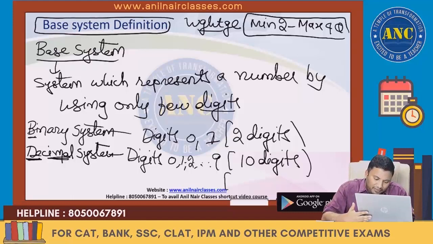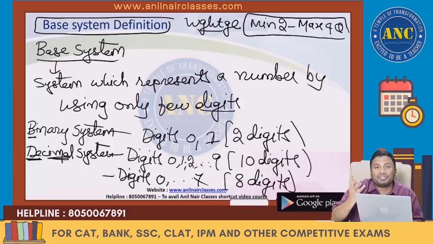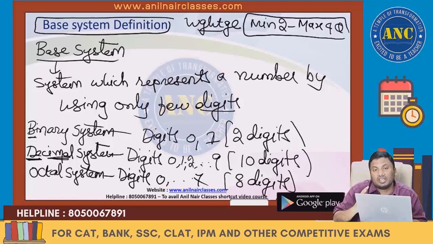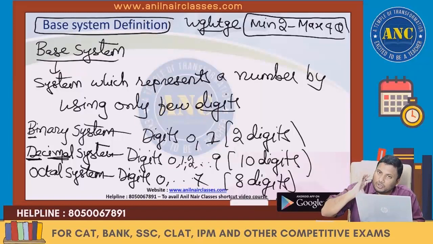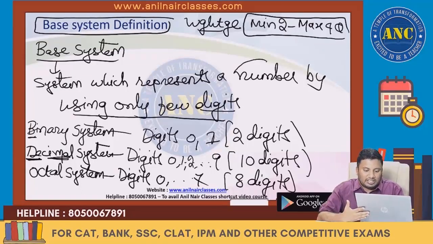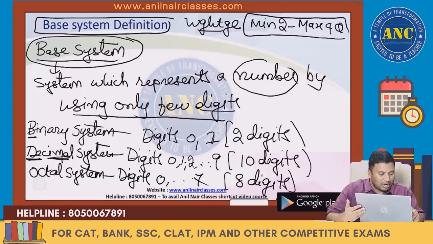Similarly, if a system uses 8 digits, I have to start from 0, so I will use from 0 to 7. 8 is octa in Greek, so it is an octal system. An octal system is a system which uses only 8 digits. A binary system uses only 2 digits. A decimal system uses only 10 digits. If I am using only few digits to represent a number, then that system is called a base system.